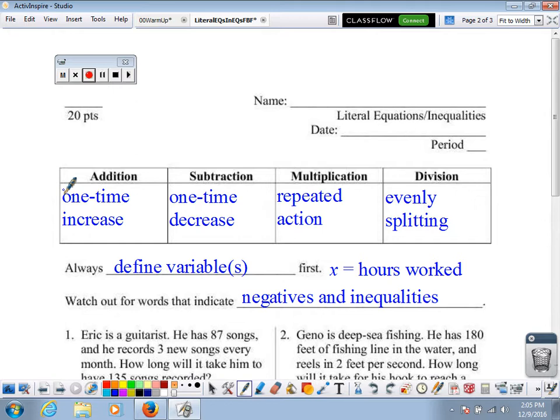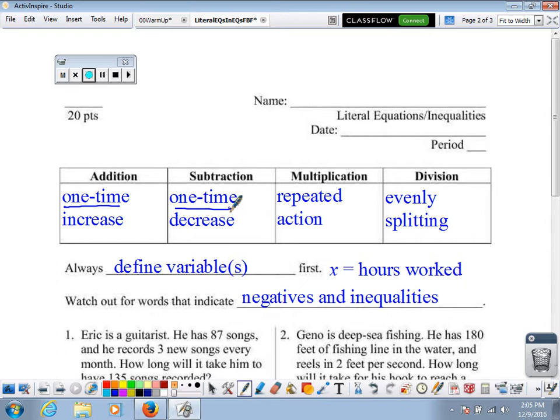Now, we've talked about a whole bunch of words that can mean each of those operations. We talked about how we could not come up with a list of every single word that means each of these operations. But anything that means a one-time increase means addition. So gaining money, finding something. Anything that talks about increasing one time is addition. On the other side of that, anything that talks about a one-time decrease, so losing, spending, anything along those lines would mean subtraction. Now we emphasize on both of these that we're talking about a one-time increase or a one-time decrease. Because if we do either one of those again and again and again, that's a repeated action. That's multiplication. Lastly, we have division, and division means that we are splitting something up evenly.